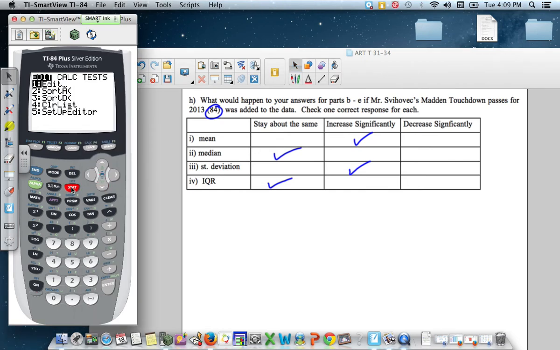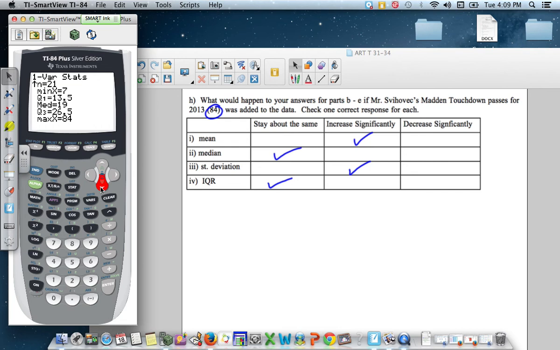You could check that by going back to your data and entering in there that outlier and recalculating everything, and we can see the mean went up quite a bit. It's now 22.9. The standard deviation went up a whole lot. That's 15.9. The median's 19, which is exactly the same as it was before, and the IQR is 3.